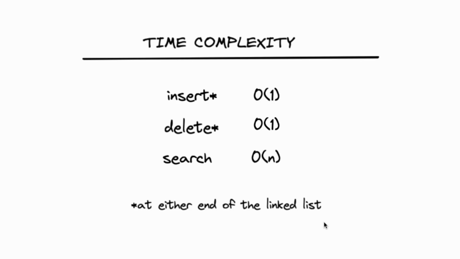The last thing that I want to talk about is the time complexity of a linked list. If you're inserting or deleting elements on either end of the linked list, so at the tail or at the head, then it happens in constant time. And that's because we can go straight to that element and delete it or add a new item.